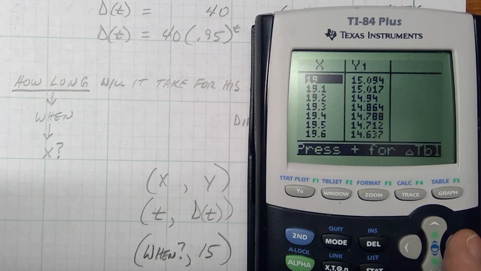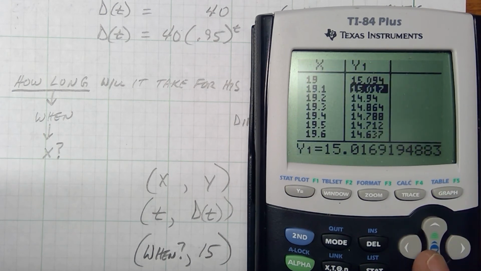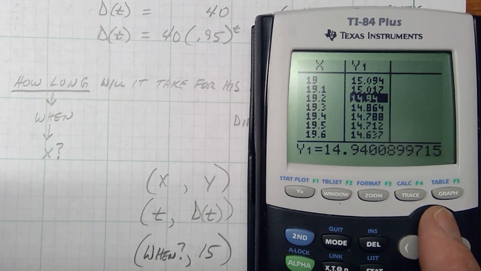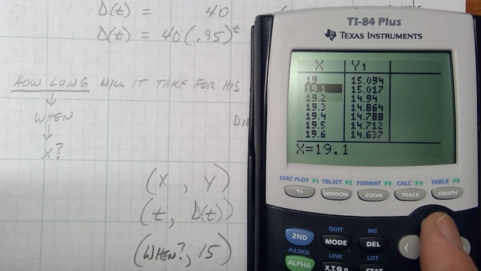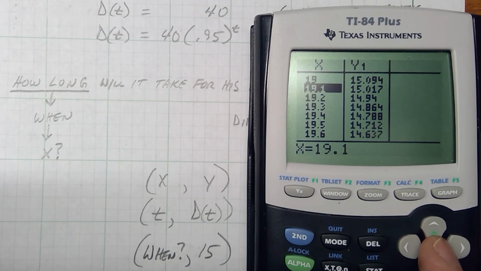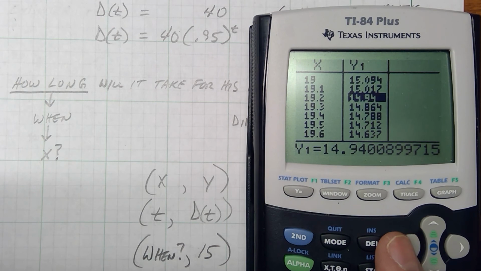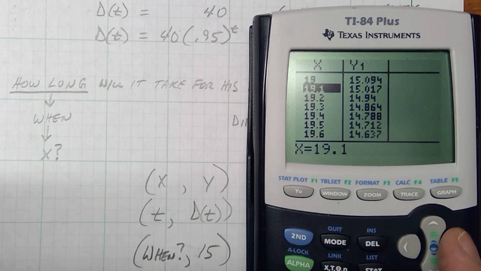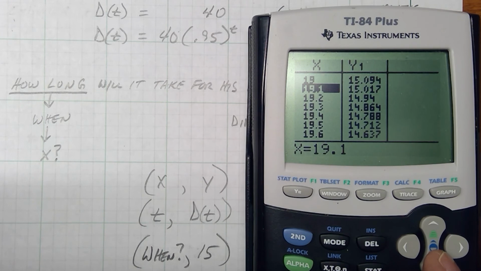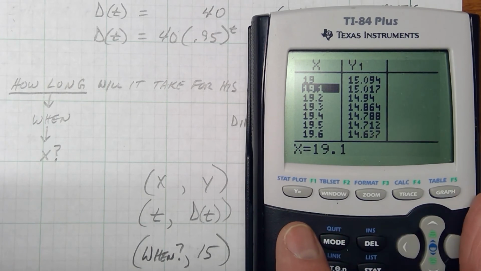All right, and so again, I'm looking for when does it hit 15? Well, somewhere in between here is 15. That means somewhere in between these two x's is 15. That means it happens after 19.1. 19.2, that's under 15. 19.1, that's over 15. So after 19.1, it hits 15. Let's get a little more exact.